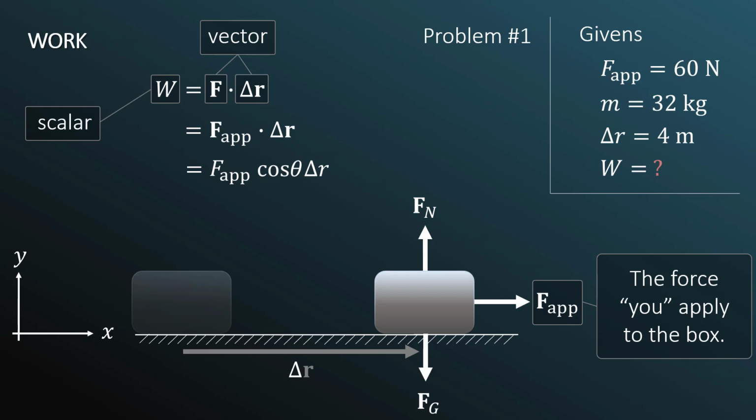Now the angle between the applied force and the delta r is 0. They're in the same direction. So we have cosine of 0. Well, as we saw from a previous slide, cosine of 0 is identically 1. So this becomes 1.